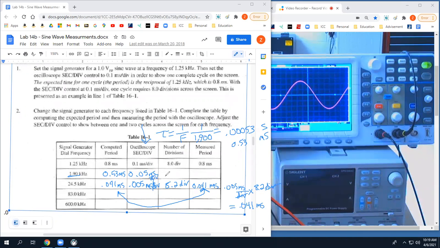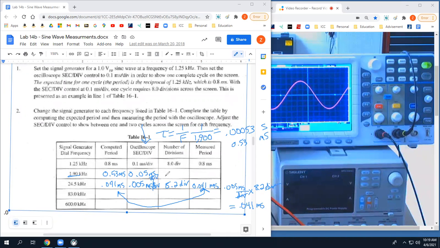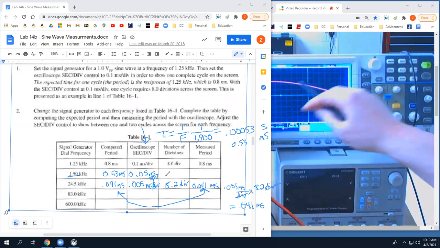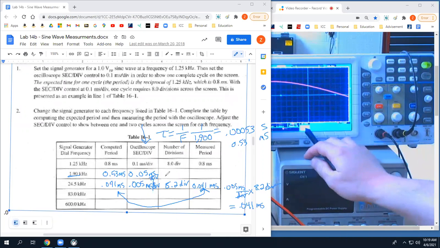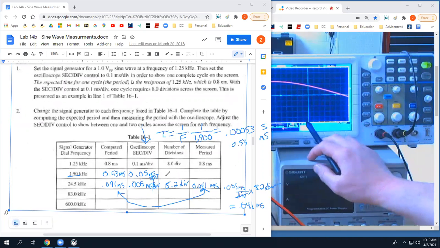Does that make sense? Which part? Where did I get that number? 0.05 milliseconds per division. You don't know? Okay, do you remember when my sine wave looked like this? When I changed the frequency? And you and I both said, we can't count number of divisions because we don't have one full, right? Right now, my scale right here where I'm pointing, this number, is 10 microseconds per division. That's just saying one division is 10 microseconds.